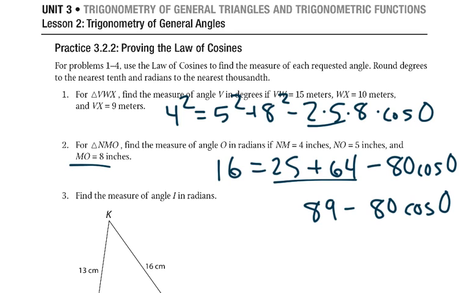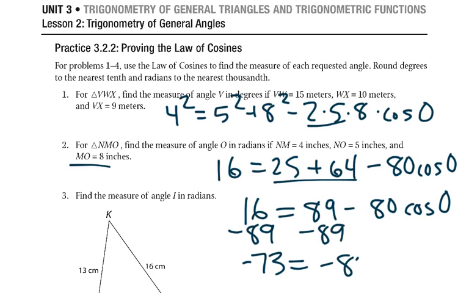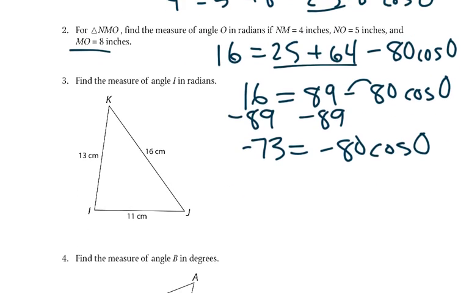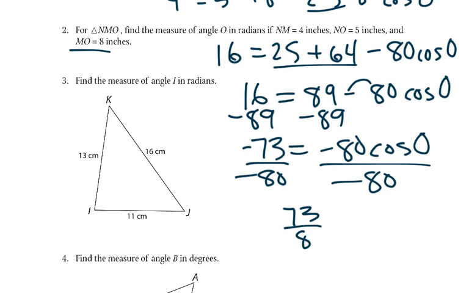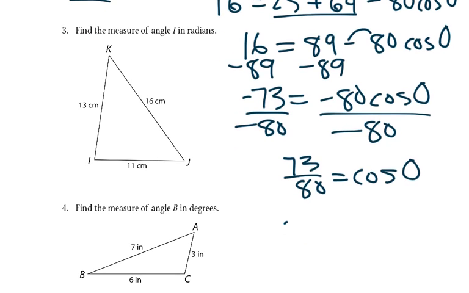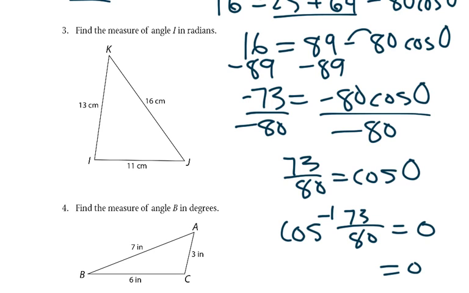Remember, you can't go 80 minus 89. We have to subtract the 89. So we get negative 73 equals negative 80 cosine of O, because that minus always sticks with the 80. Divide by negative 80. Now what you can do is just leave it 73 over 80. You don't have to reduce the fraction if you don't want to. And then we just find the inverse cosine of 73 over 80, and that's going to give us angle O.